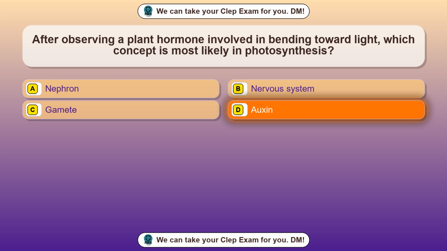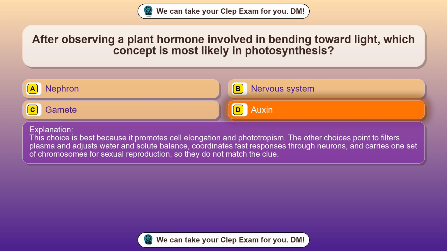Auxin. This choice is best because it promotes cell elongation and phototropism. The other choices point to filters plasma and adjusts water and solute balance, coordinates fast responses through neurons, and carries one set of chromosomes for sexual reproduction, so they do not match the clue.